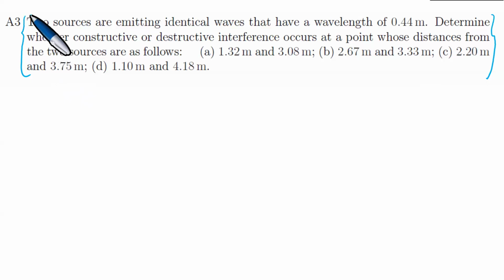Right. Good. So you're dealing with two sources. Now, these two sources are emitting identical waves that have a wavelength of 0.44 meters. Determine whether constructive or destructive interference occurs at a point whose distances from the two sources are as follows. Let us look at these and reason these together. So if you're talking about two sources, what are they doing? They are emitting identical waves that have a wavelength of 0.44 meters.